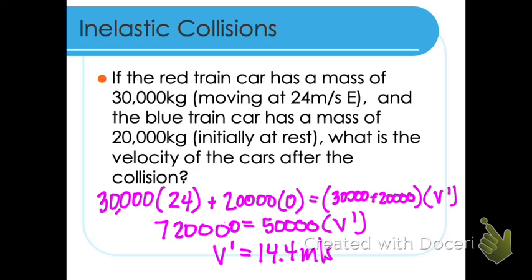Agreed? And it comes out positive, so we assume it's continuing in the direction of the first train, which is east, right? Our velocity was smaller, right? This train system was slowed down, but it still continues moving because that first one has so much more mass and it's moving with some more velocity than our second one.